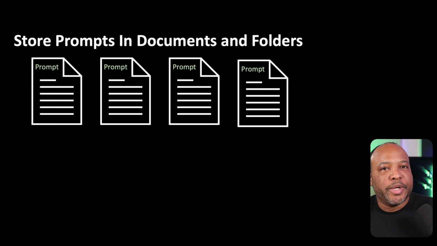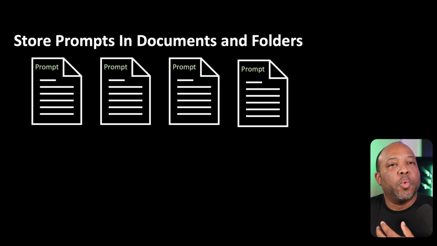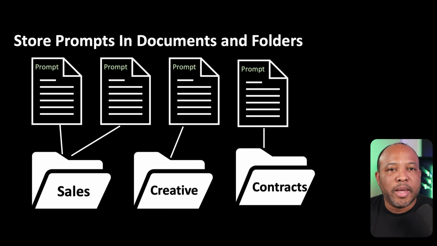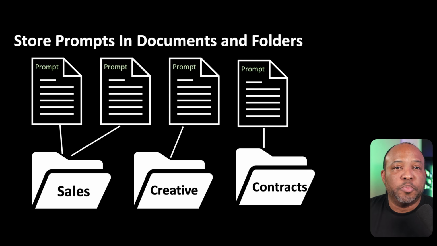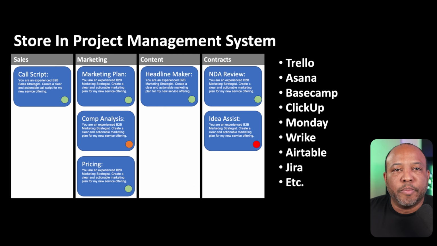So another way you can do it is just put it simply on a document, whether it be a Google Doc or a Word doc. You can put one prompt per document. And then as you gather your library of documents, put those into folders based on their purposes and what they are doing. So you have a folder with sales prompts, a folder with creative prompts, a folder with contract review prompts, so that you have an organization and you can quickly jump into those folders and not have to recreate prompts from the start. You know that you already have prompts designed for that purpose.